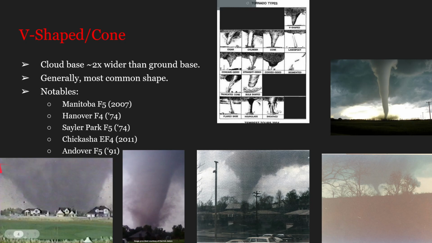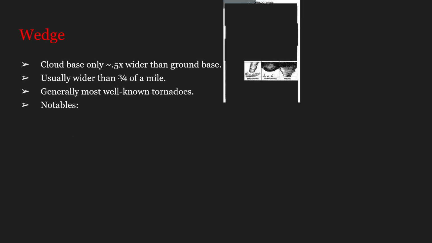Very soon after it appeared, the Andover tornado appeared like this. It would appear as a very wide cylinder. You can also describe a very wide cylinder as a wedge. The wedge, generally, if it is a true wedge, so the shape is decreasing as it gets closer and closer to the ground, has a cloud base only around 50% wider than the ground base.